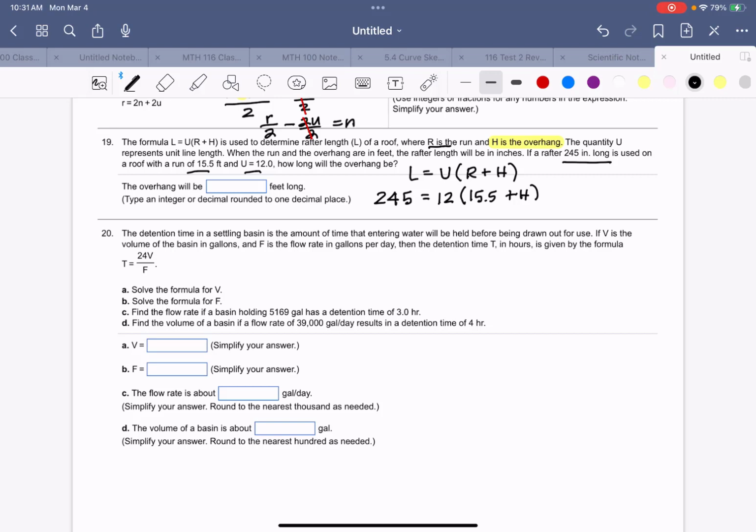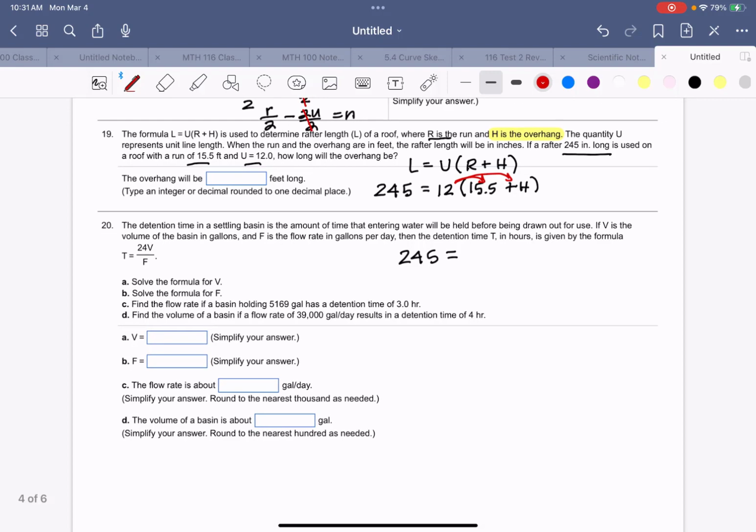We have options here. Since 12 is being multiplied, we could divide that or we could distribute, which is what I'm going to do. 245 is, I'm going to distribute this 12 to both of these. 12 times 15.5 is 186 plus 12H. And so now I'm going to subtract the 186. So 245 minus 186 gives me 59 is 12 times H.